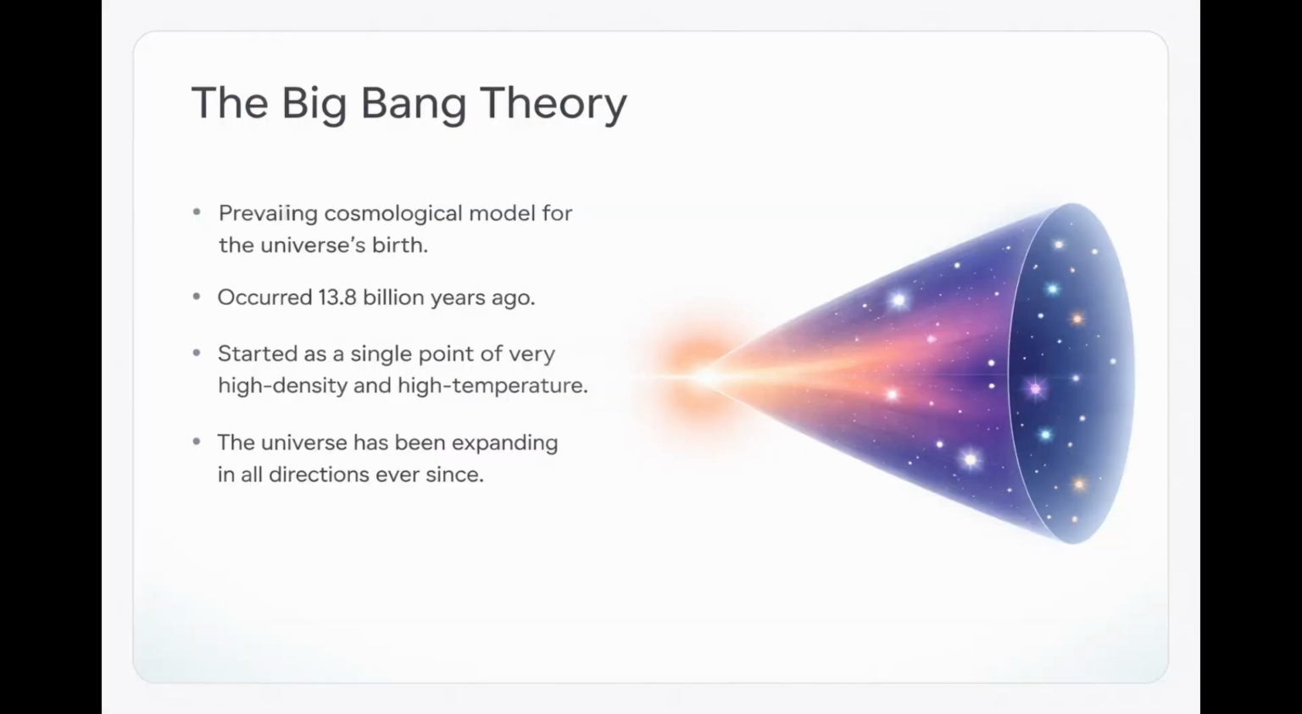How did all of this begin? The prevailing scientific model is the Big Bang Theory. It states that about 13.8 billion years ago, all of space, matter, and energy were compressed into a single, infinitely dense and hot point called a singularity. From that unimaginable state, the universe rapidly expanded outward in all directions, and it has been expanding ever since.